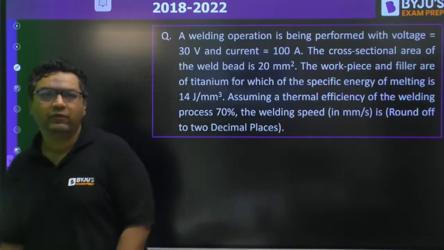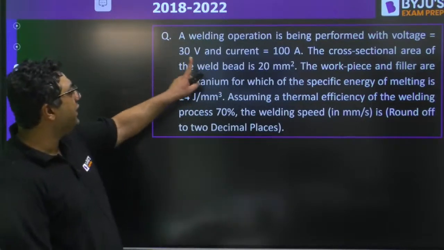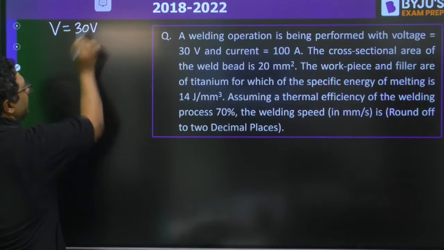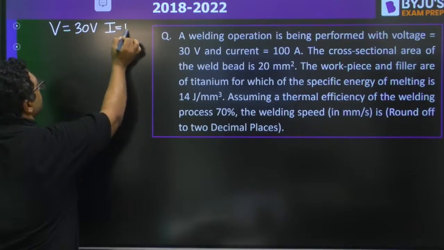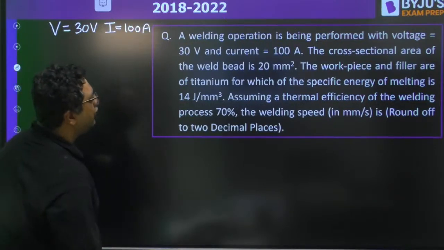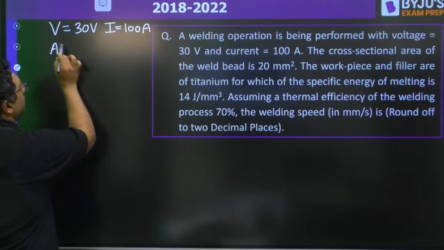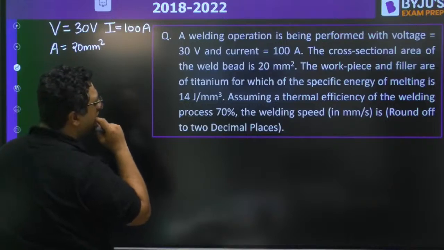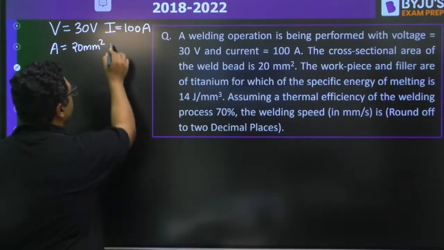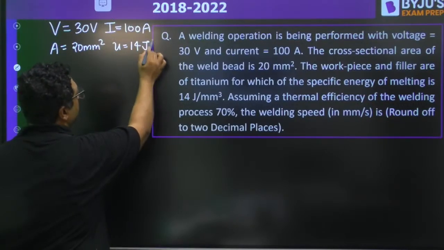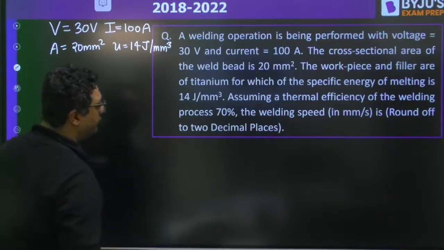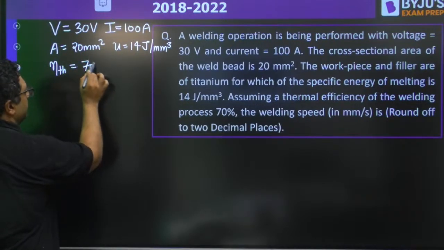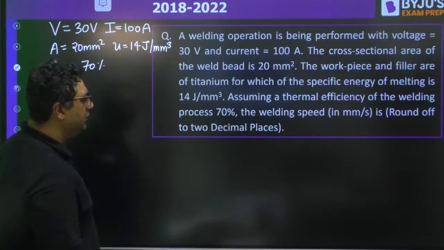Numerical on welding. Very, very famous. A welding operation is being performed with voltage of 30 volt, current of 100 amperes. The cross-section area of the weld is 20 mm square. The workpiece and fillet are of titanium, for which the specific energy is 14 joule per mm cube. Assume the thermal efficiency of the welding is 70%. The welding speed you need to find out.